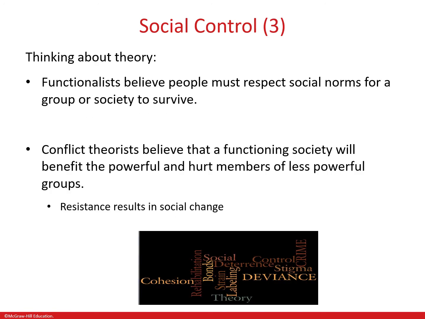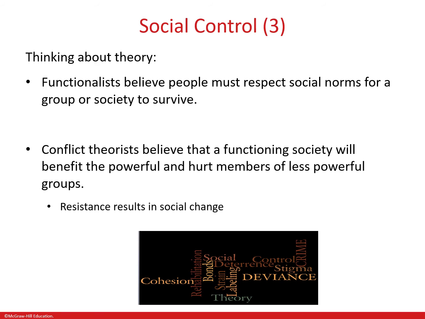Now, if we think about theory, we're going to concentrate here on functionalist theory and conflict theory, and how they apply to social control. Functionalists would say that in order for any group or society to survive, people must respect social norms and abide by standards of appropriate conduct. So following these norms maintains social stability, and it keeps society functioning. Anytime there's a disruption through deviance, you'll see dysfunction in society.